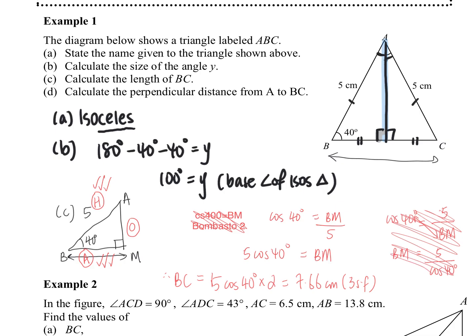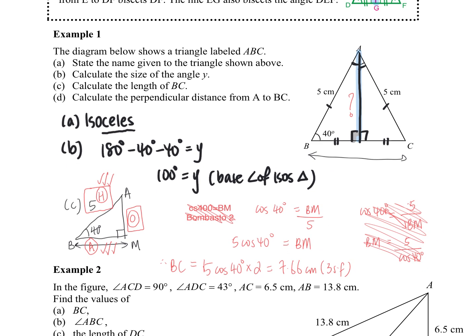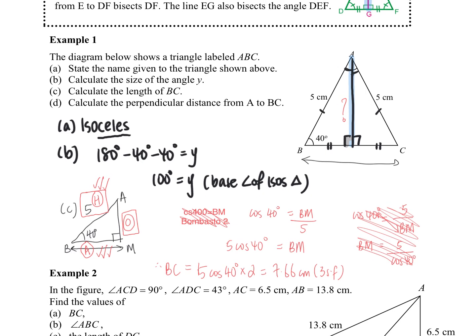Okay, last one, I want the perpendicular distance, this one. How to find that? That means I want to find O now. I have H. What should I use? Sine. So sine of the angle 40 is AM over 5. So AM is 5 sine 40. So find 5 sine 40, which is 3.21 cm.